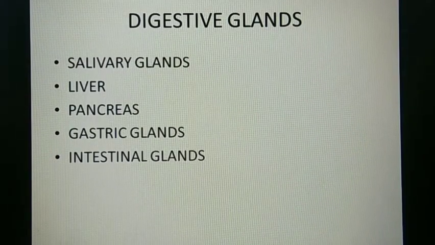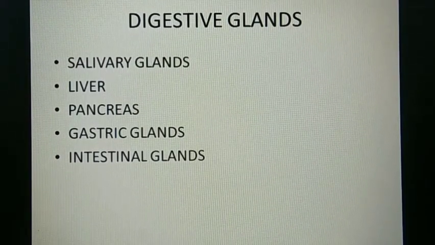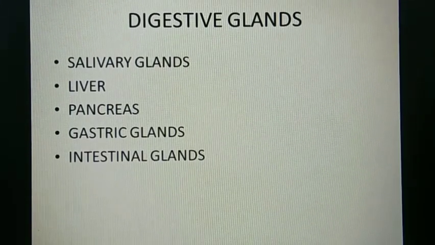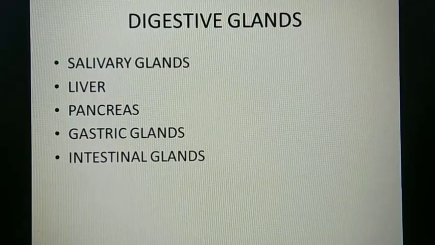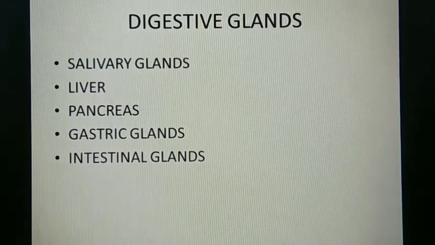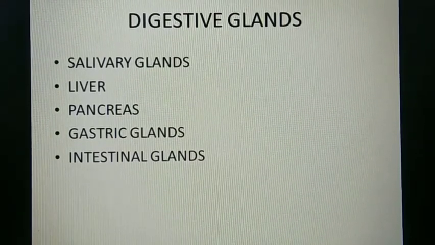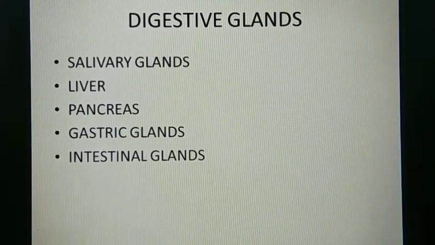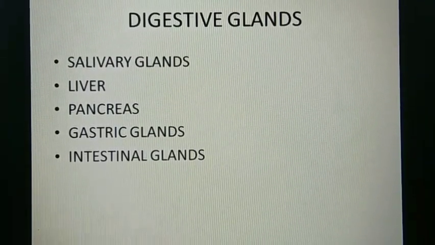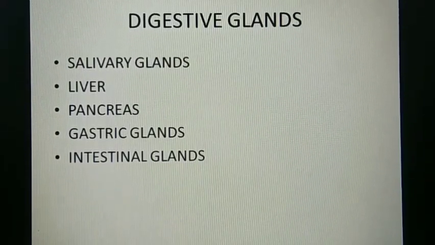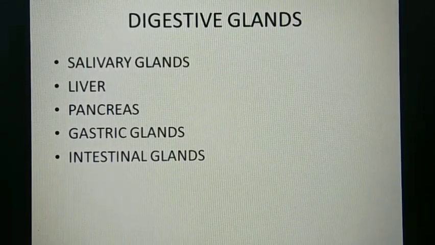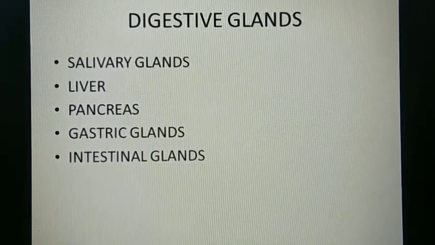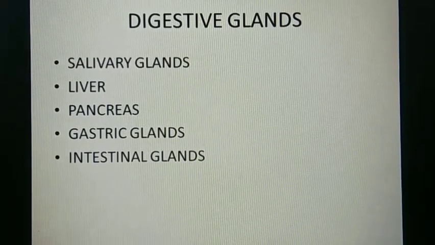Digestive system consists of digestive organs and also the digestive glands. Digestive glands produce their secretions which in one or other way help in the digestion of food. Apart from the large number of gastric and intestinal glands present in the lining of the stomach and intestine, there are three main associated digestive glands which pour their secretions into the alimentary canal. They are the salivary glands, liver and pancreas.